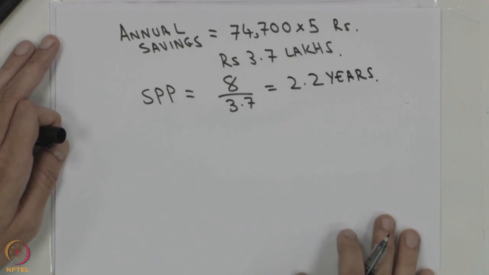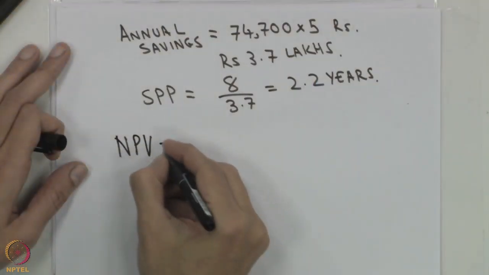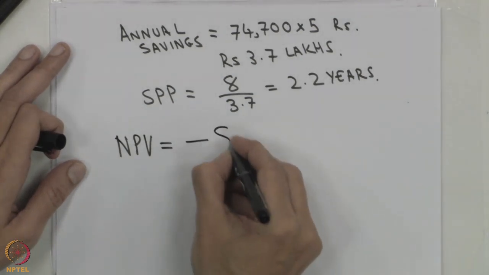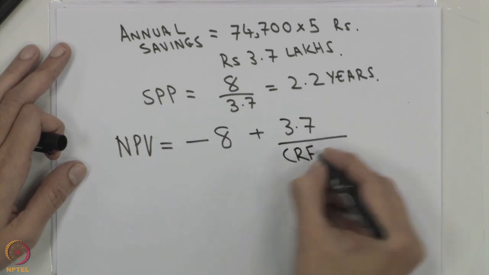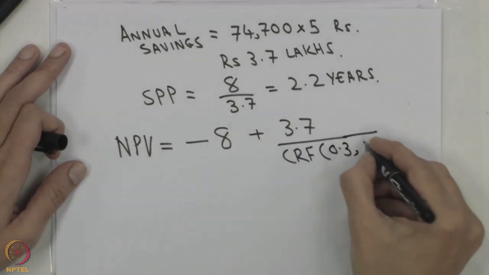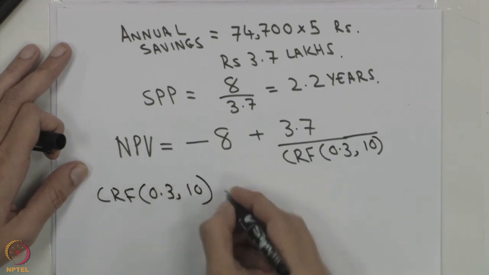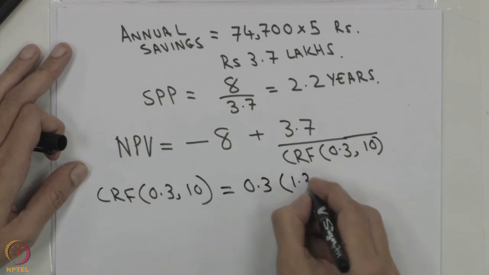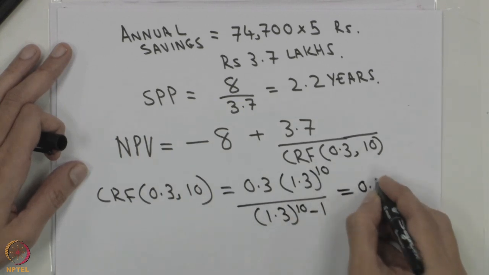Now, let's calculate the net present value. So, when we talk about the net present value, NPV is, let's do this in lakhs, minus 8 lakhs plus 3.7 divided by capital recovery factor, discount rate is 30%, 0.3, and the life is given to you as 10 years. So, CRF, let us calculate that, is 0.3 times 1.3 raised to 10 divided by 1.3 raised to 10 minus 1, it comes out to be 0.323.